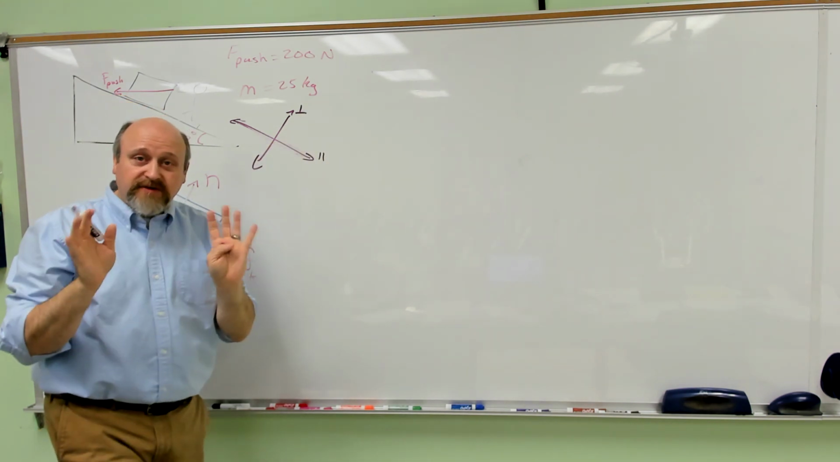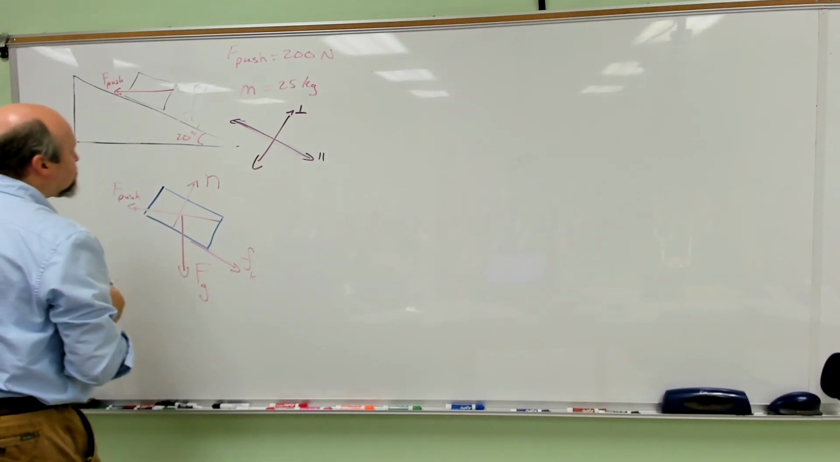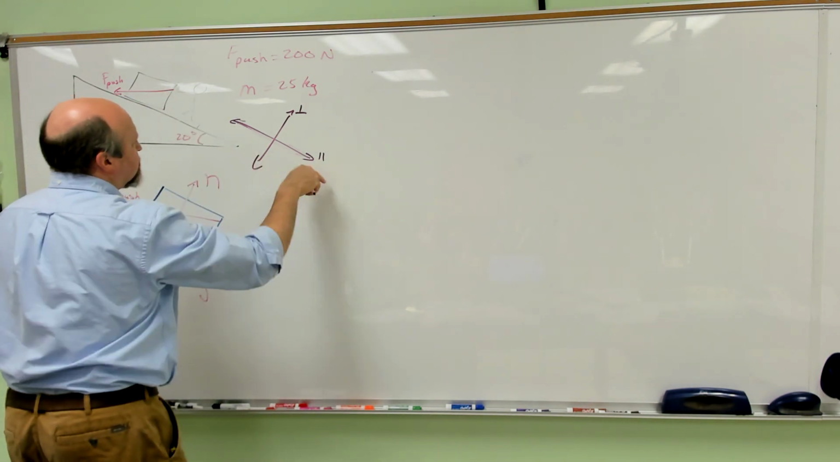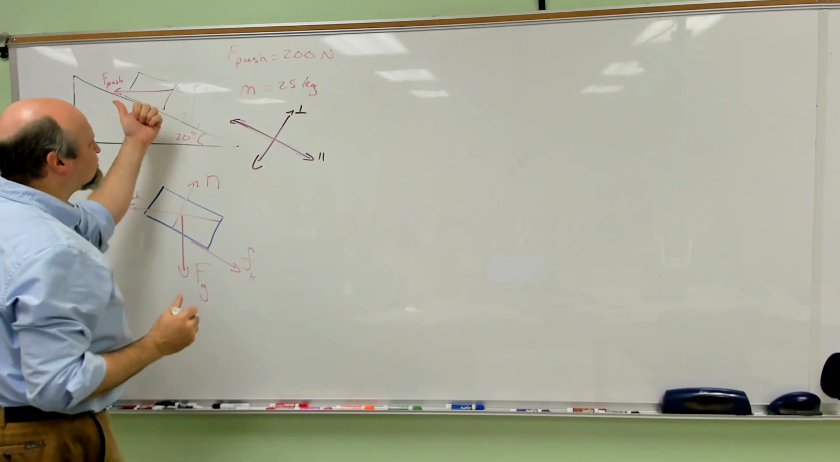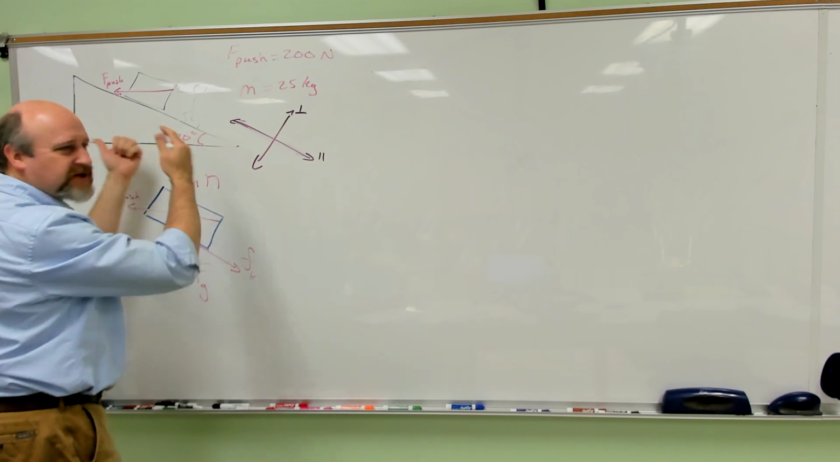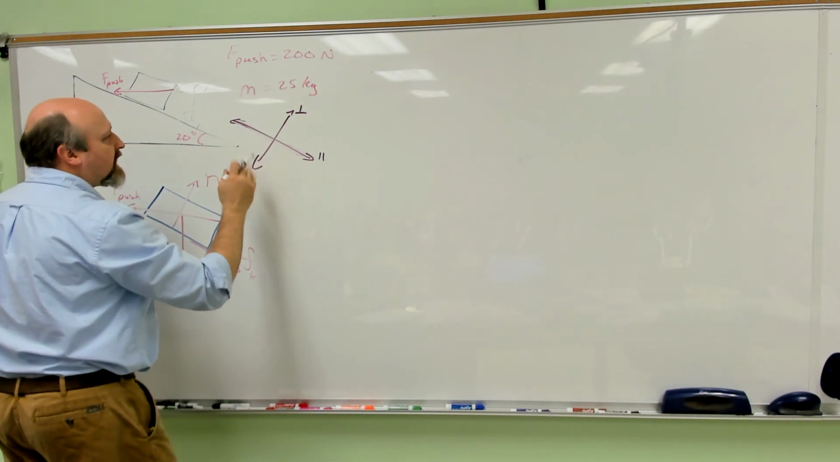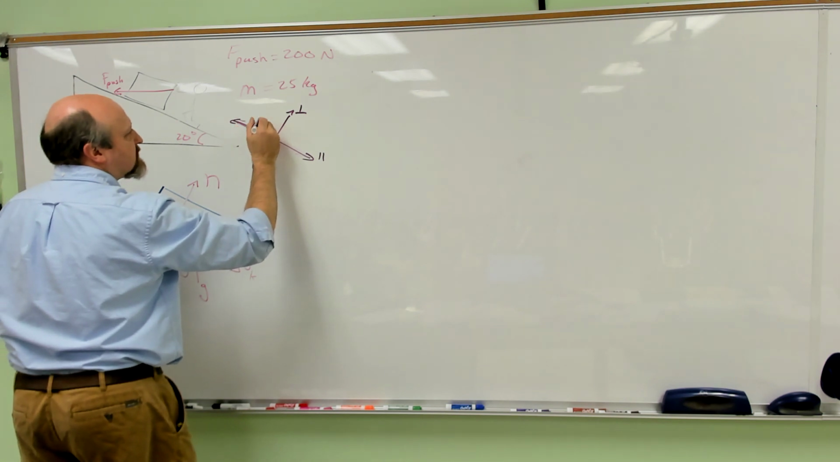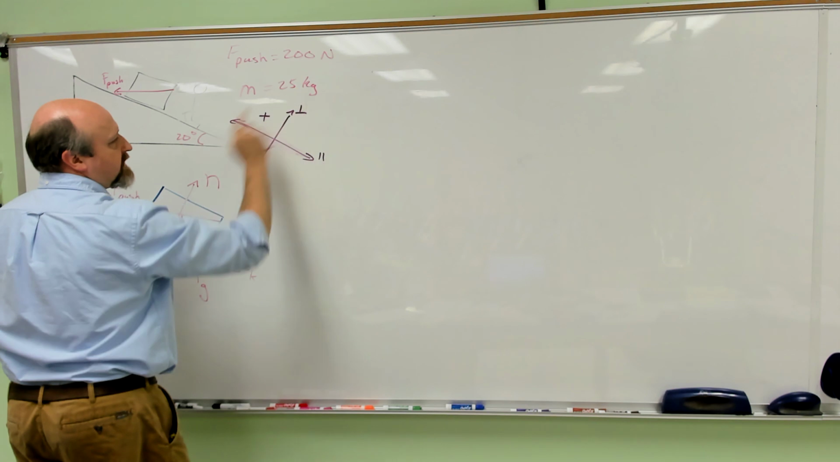But technically, you can do whatever you want as long as you let people know. So in this case, I think I've got my directions: uphill and downhill, and out of the ramp and into the ramp. I think I want to call uphill positive because that's the way it's moving. Let's just do forces in the direction of motion. So I'm going to call uphill positive. And then I've got to decide out of the ramp or into the ramp. I'm going to call out of the ramp positive. So in other words, I'm calling these the positive directions, uphill and out of the ramp.